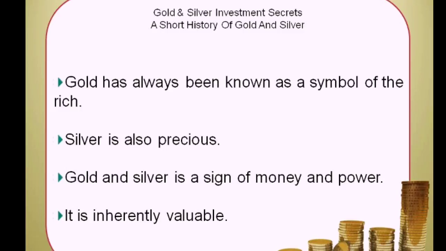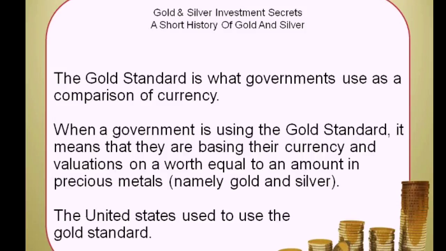They are soft enough to be molded into different forms, and their form gives beauty that entrances people. Unlike currency in the form of paper money, you can't print it out of thin air, so it is inherently valuable. The gold standard is what governments use as a comparison of currency. When a government is using the gold standard, it means that they are basing their currency and valuations on a worth equal to an amount in precious metals, namely gold and silver. The United States used to use the gold standard.